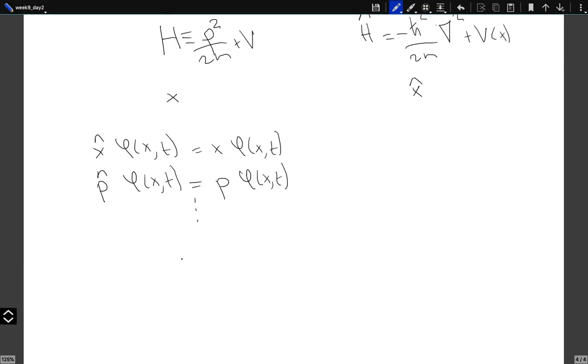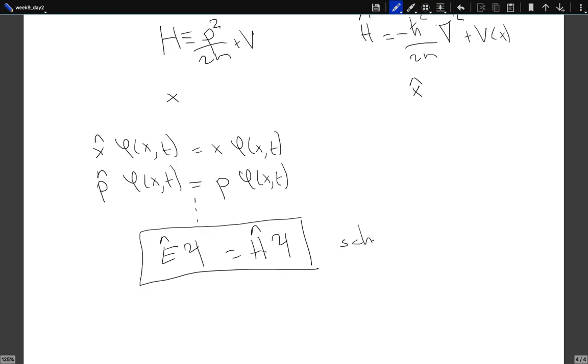Now the Schrödinger equation is nothing but the energy operator acting on the wave function being equal to the Hamiltonian operator acting on the wave function. This is the Schrödinger equation.